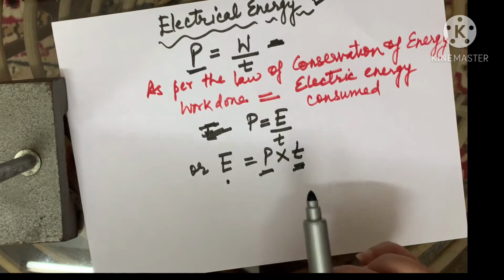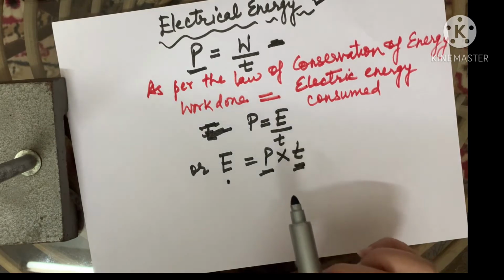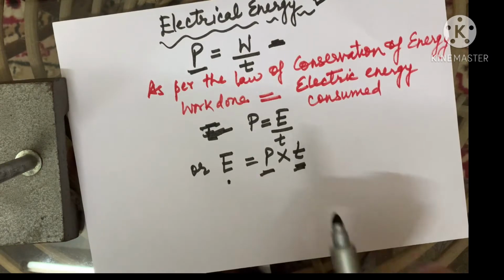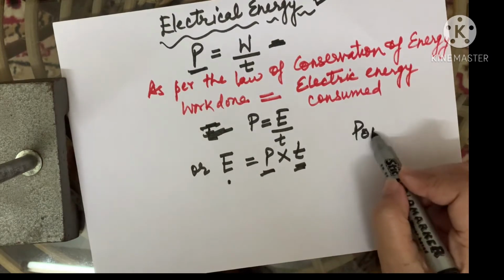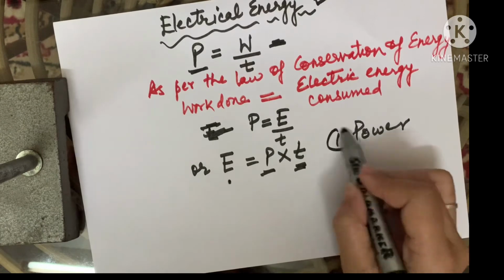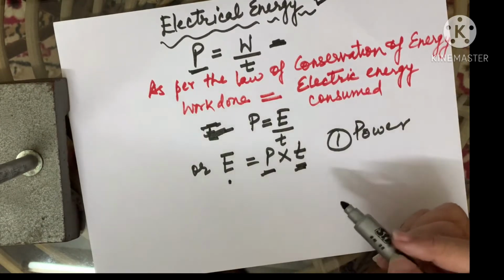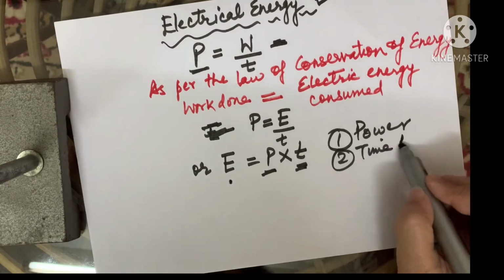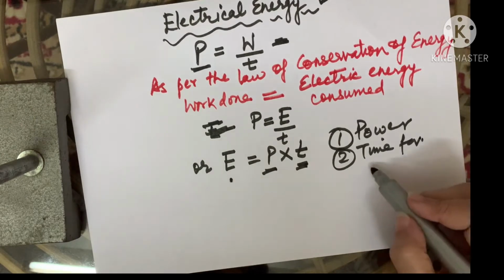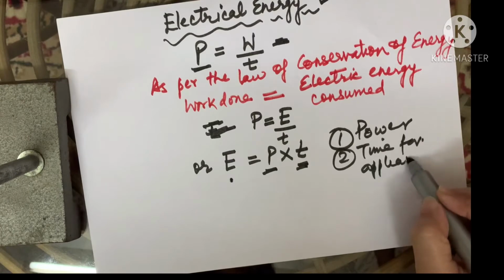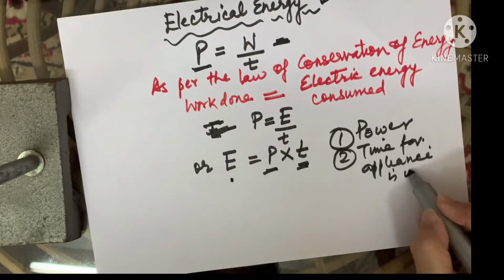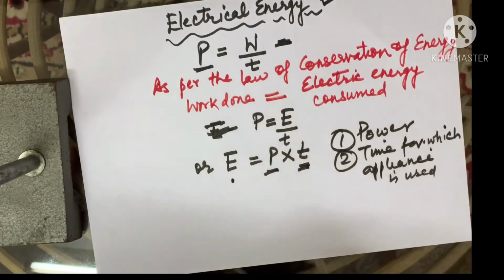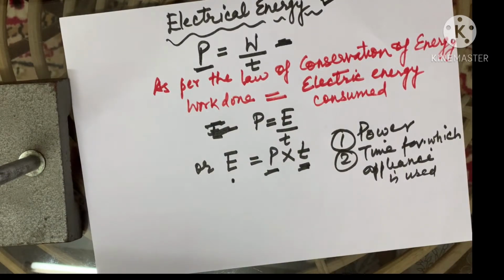So the electrical energy consumed by the electrical appliance depends on two factors. Number one, the power rating of the appliance, and number two, the time for which the appliance is used.